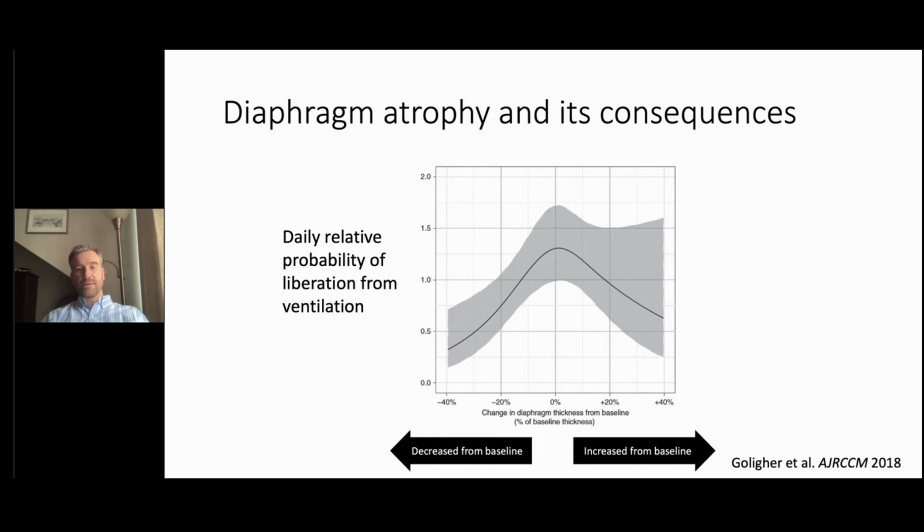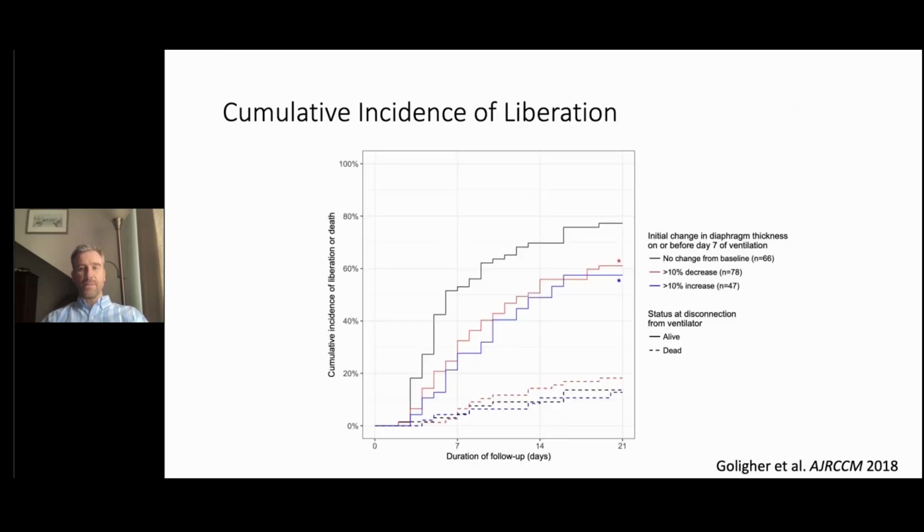We've also shown that the change in diaphragm thickness is associated with impaired liberation from the ventilator. So here on the x-axis, you have the change in diaphragm thickness from baseline. And you'll see that both decreases from baseline and increases in baseline are associated with a lower relative probability of being liberated from the ventilator on any given day. So this loss of diaphragm muscle mass or this increase in thickness suggestive of possible injury seem to be predictive of more prolonged ventilation.